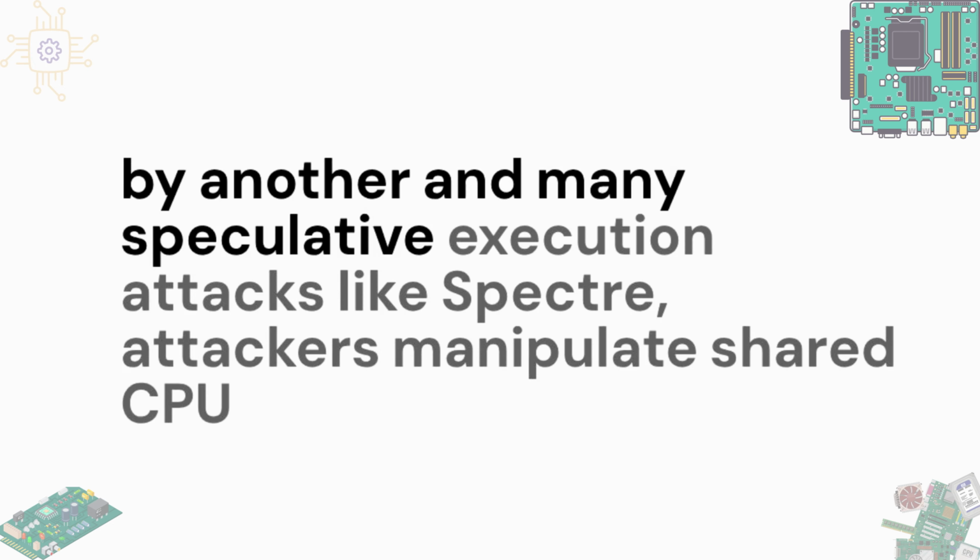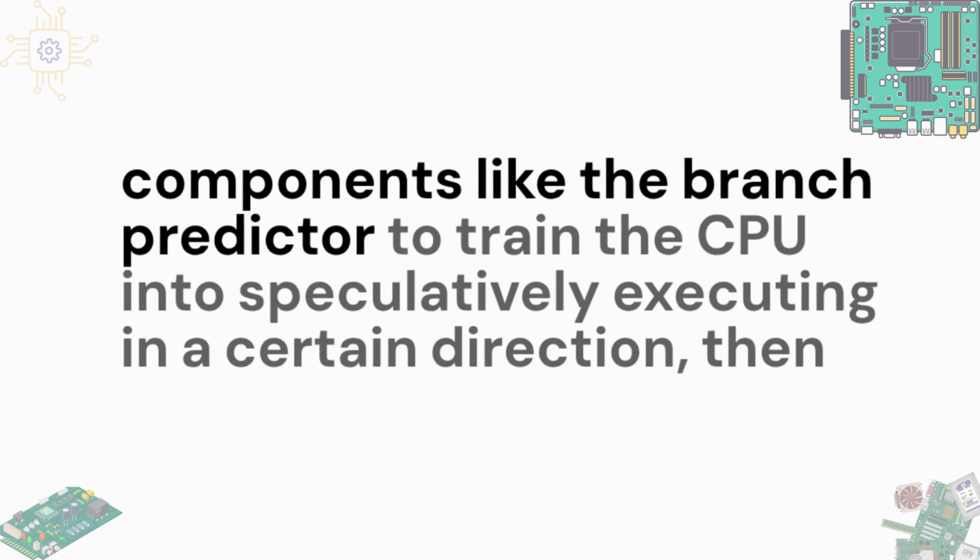In many speculative execution attacks like Spectre, attackers manipulate shared CPU components like the branch predictor to train the CPU into speculatively executing in a certain direction.